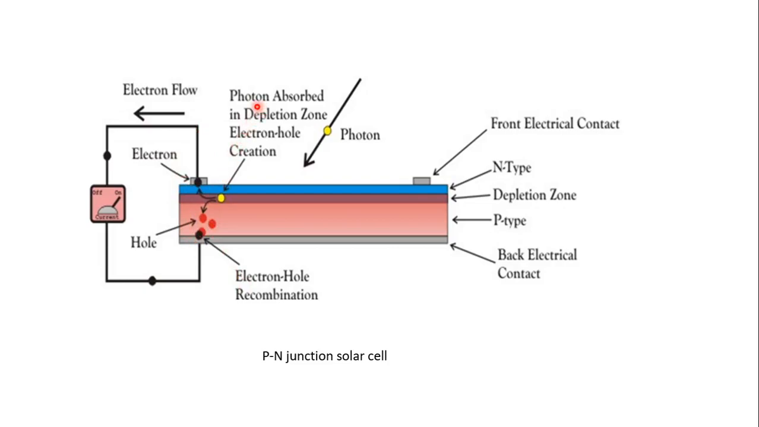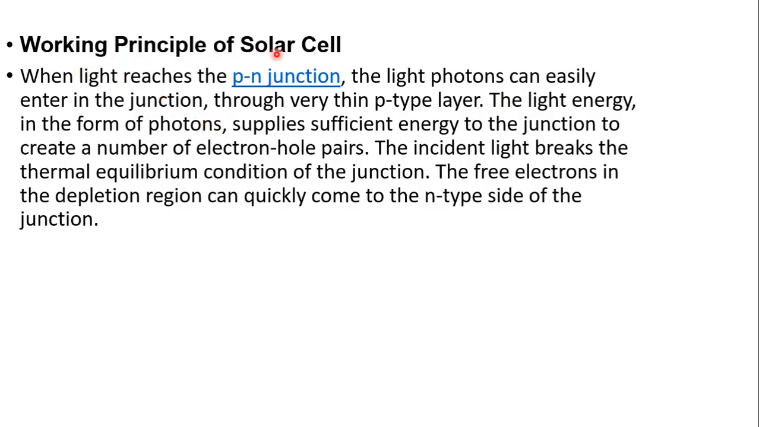We have electrons in the n-type and holes in the p-type. And when a photon is incident on this, the photon is absorbed in the depletion zone. This creates an electron-hole pair, and for this electron-hole creation, there is a flow of charge. This is the working principle of a solar cell.